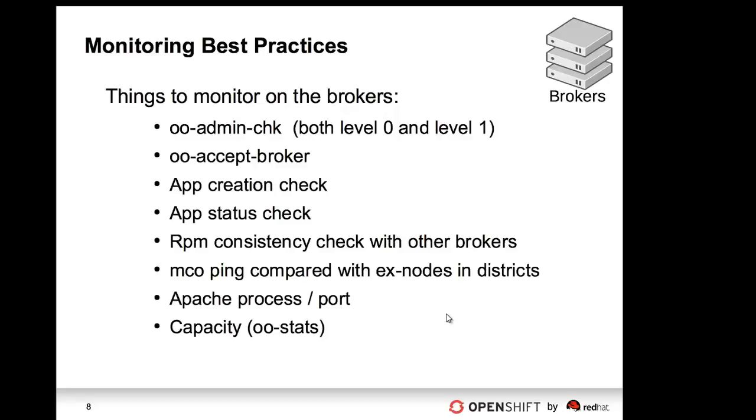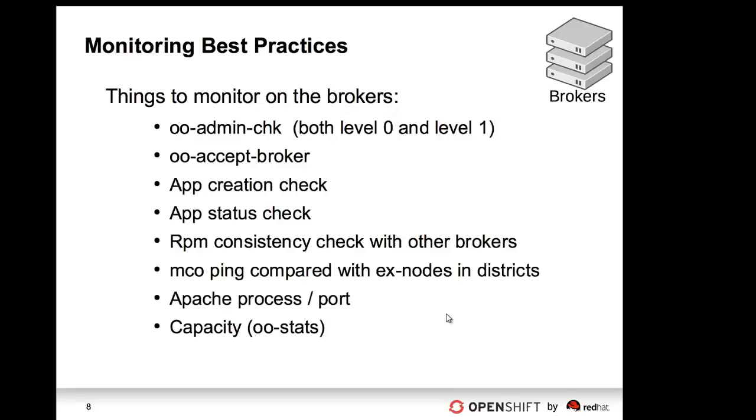So OOadmin check. What OOadmin check does is it does a consistency check between what's in Mongo and what's on the X nodes, or nodes. Sorry, we call ours X nodes, so execution nodes. So it makes sure that anything that's in Mongo is also on the nodes, and anything that's on the nodes is also in Mongo. It also does a bunch of other checks, like it makes sure that the SSH keys are properly deployed in the gear like they should be, and different things like that.